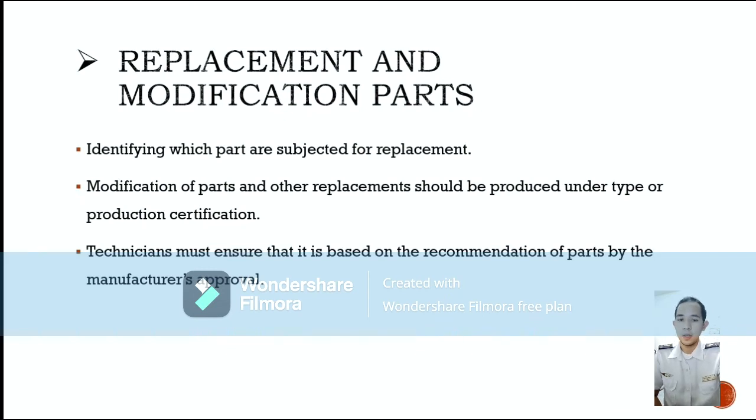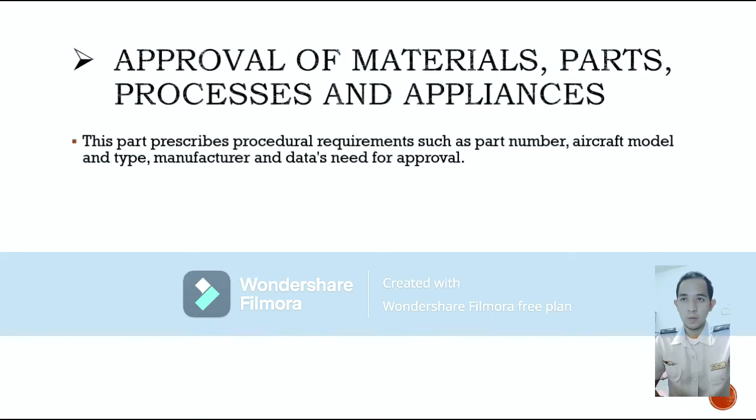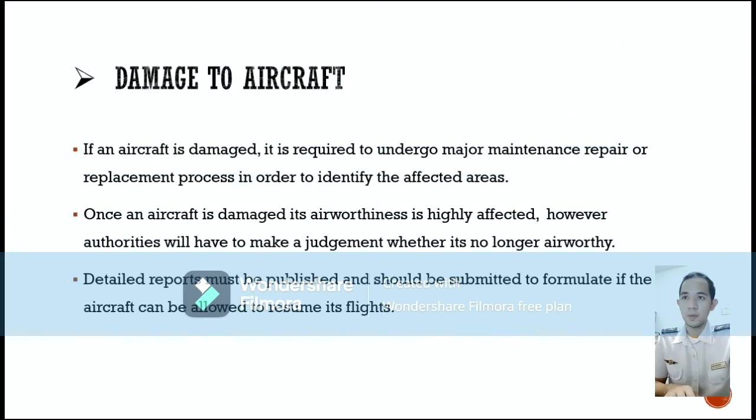Lastly, for the replacement and modification of parts, identify which parts are subject to replacement. It is important for us to identify which part of the aircraft should be replaced in order to request an approval or a recommendation based on the aircraft manufacturer's manual. And lastly, aircraft damage: it is required to undergo major maintenance, repair, or replacement processes in order to identify the affected areas.